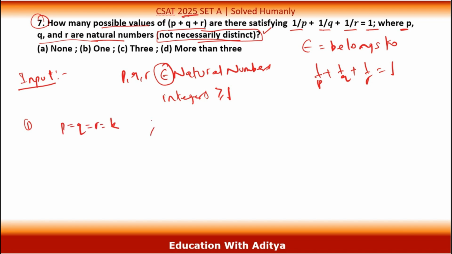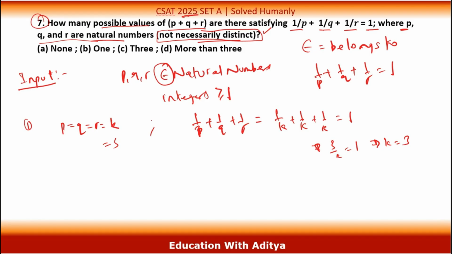So what will this give me is 1 by P plus 1 by Q plus 1 by R. I can write it as 1 by K plus 1 by K plus 1 by K equals 1. So this will give me 3 by K equals 1. This implies K equals 3. So my first possible case is P equals Q equals R equals 3, so P plus Q plus R equals 9 in this case.